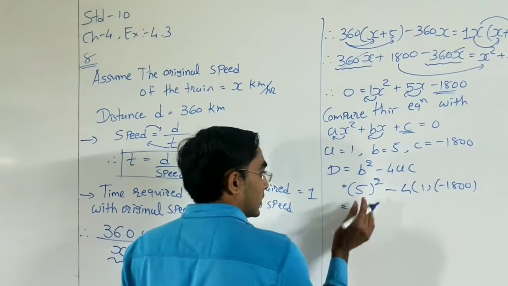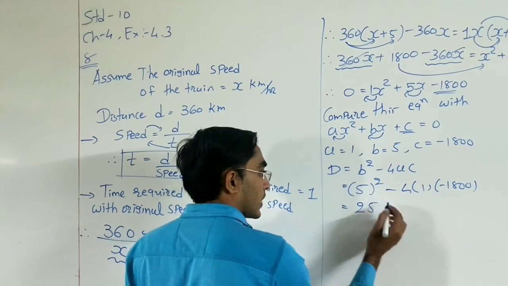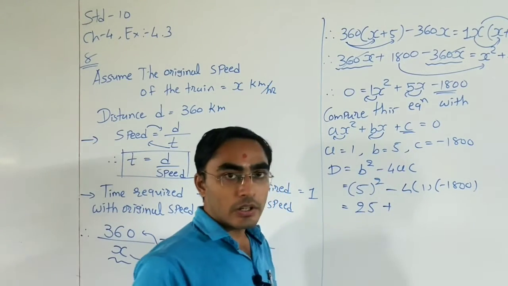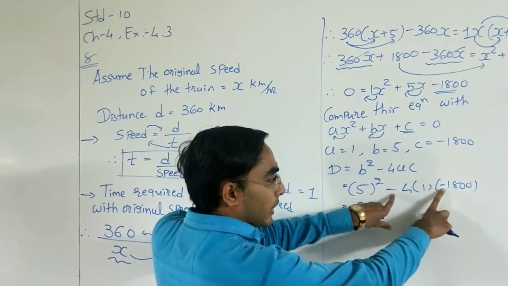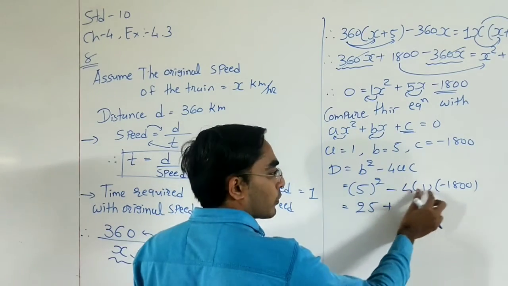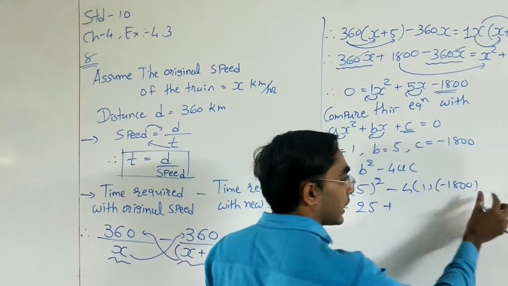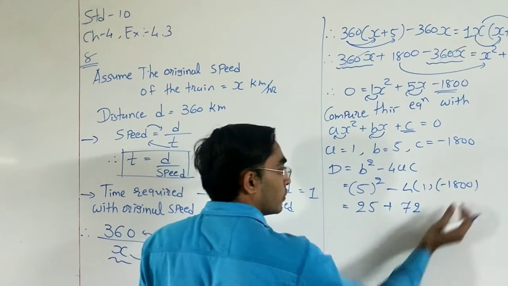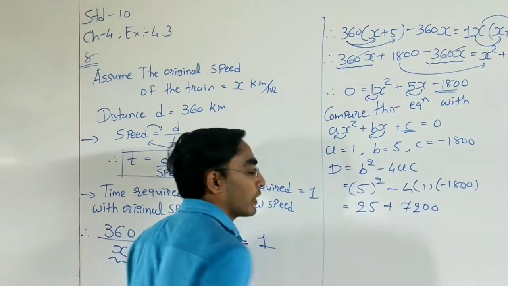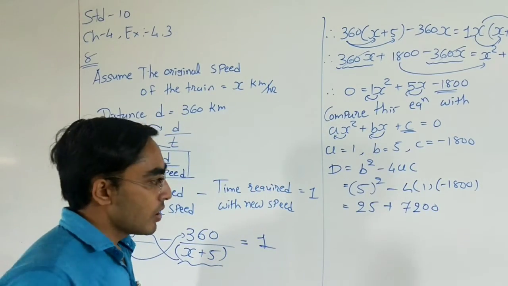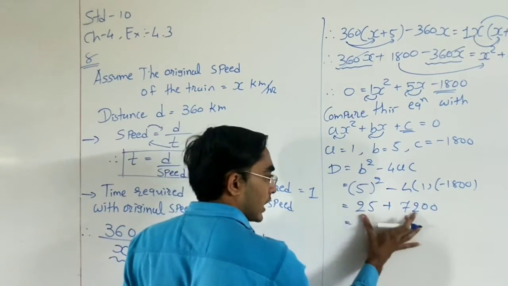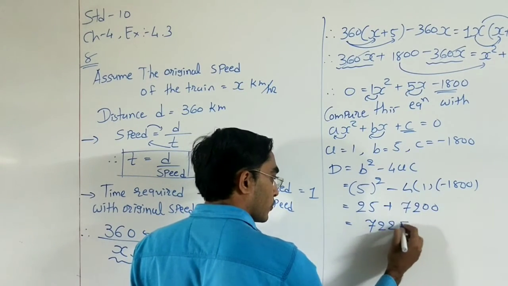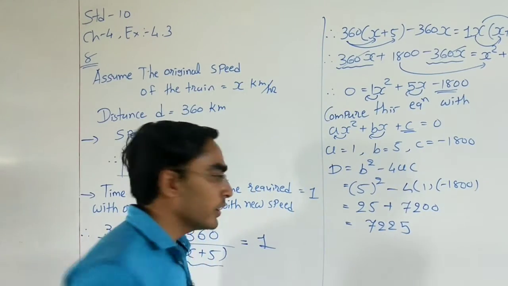Now here 5 square, 25, minus minus plus. Multiplication is present here, that's why minus minus plus. Now 4 ones are 4. 4 multiplied by 1800. So 18 fours are 72, and 2 zeros are there. So 7200. Now addition, 7200 plus 25. It is 7225.